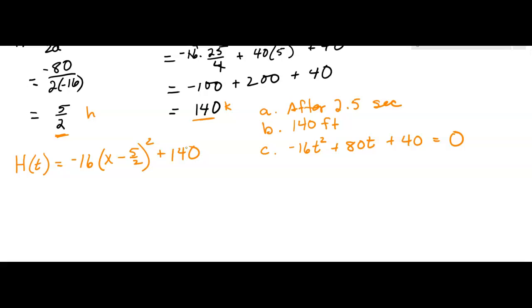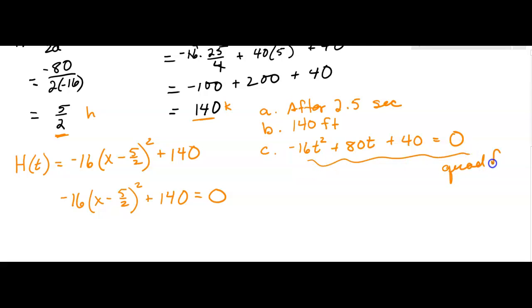Now, it might be easier if I take that and set it equal to 0. So let's see. Negative 16 times x minus 5 over 2 squared plus 140 equals 0. Now you might be saying, why didn't you use the quadratic formula? You could. You could take this and use the quadratic formula. I was just thinking the numbers were a little big and that maybe it would be easier if I did it this way. We'll see. Either way, we should get the same answer.